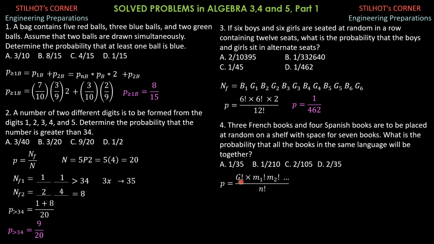Substituting, there are two groups. Then this is French books, so 3 factorial. Then this is Spanish books, 4 factorial. So P equals 2 factorial times 3 factorial times 4 factorial over 7 factorial, and that is equal to 2 over 35.